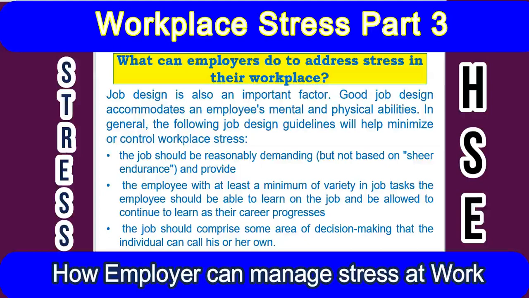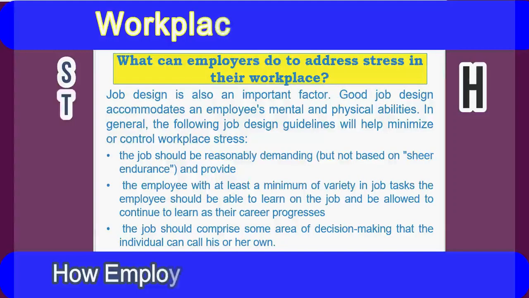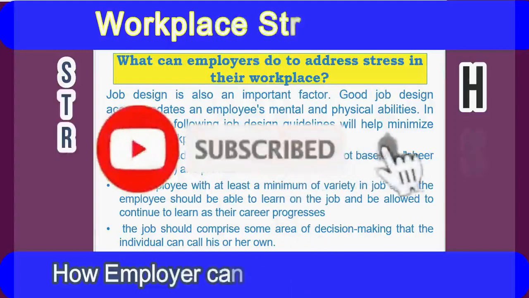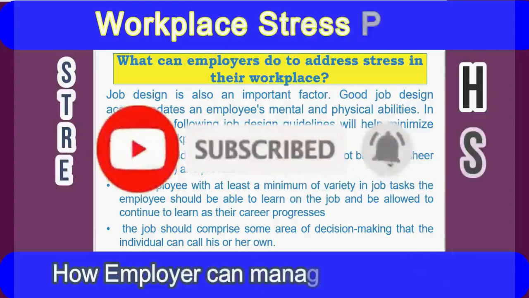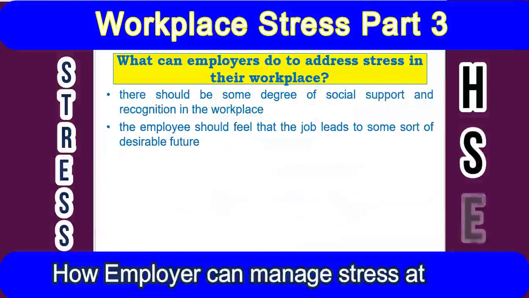The employee should be able to learn on the job and be allowed to continue to learn as their career progresses. Number three, the job should comprise some area of decision making that the individual can call his or her own. Number four, there should be some degree of social support and recognition in the workplace. Number five, the employee should feel that the job leads to some sort of desirable future.